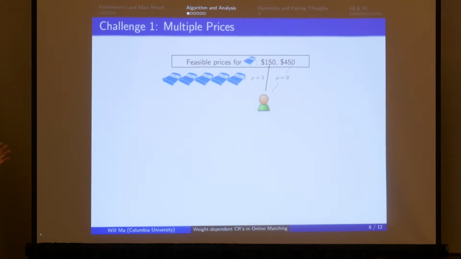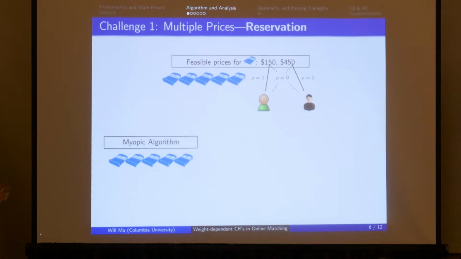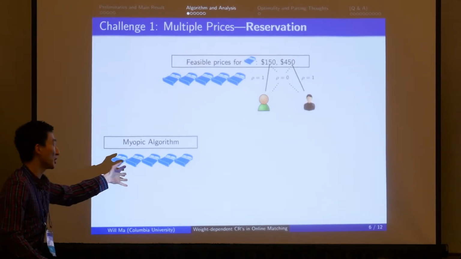The challenge here is that the first guy comes, he's only willing to buy at the lower price, and I need to decide: do I sell my items to him, or do I reject him and hope that later people willing to pay the 450 price will come? And basically, so I have these 5 hotel rooms.